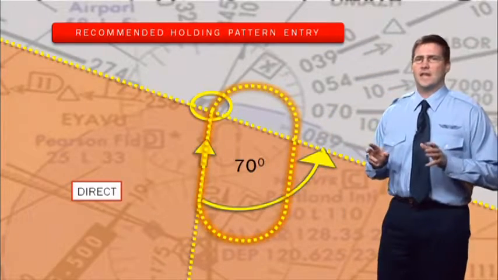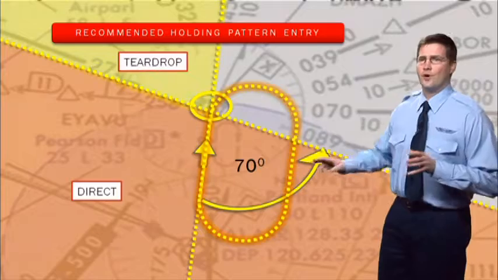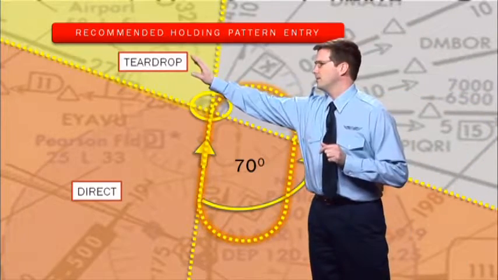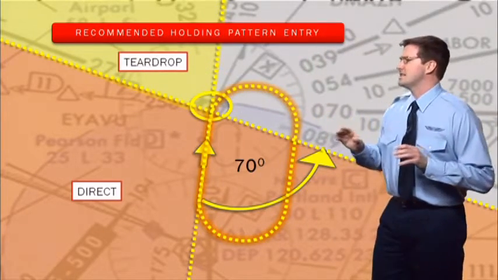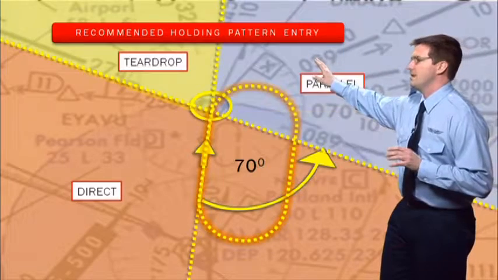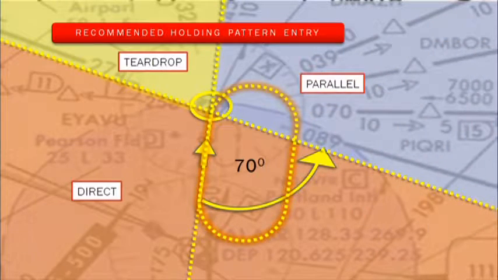Now, the smallest angle up here is the area for teardrop entries. That's shown right here. And the last area of the approach is defined by this segment right here, and that's actually defining when we would do a parallel entry. Now, we are ready for step 2.